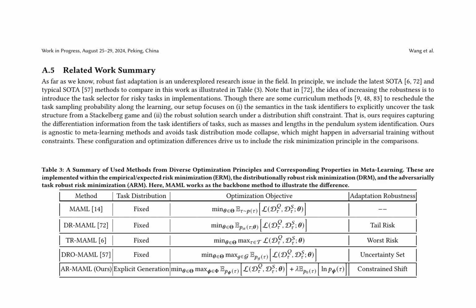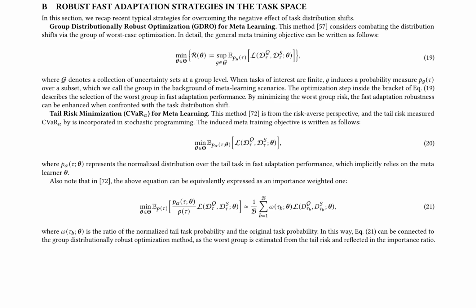The key differences among these methods lie in their task distribution, optimization objectives, and adaptation robustness. The author's approach stands out for its focus on capturing differentiation information from task identifiers, such as masses and lengths in the pendulum system identification, and searching for robust solutions under a distribution shift constraint. This approach is agnostic to meta-learning methods and avoids task distribution mode collapse, which might occur in adversarial training without constraints. Two recent strategies for overcoming task distribution shifts are discussed.